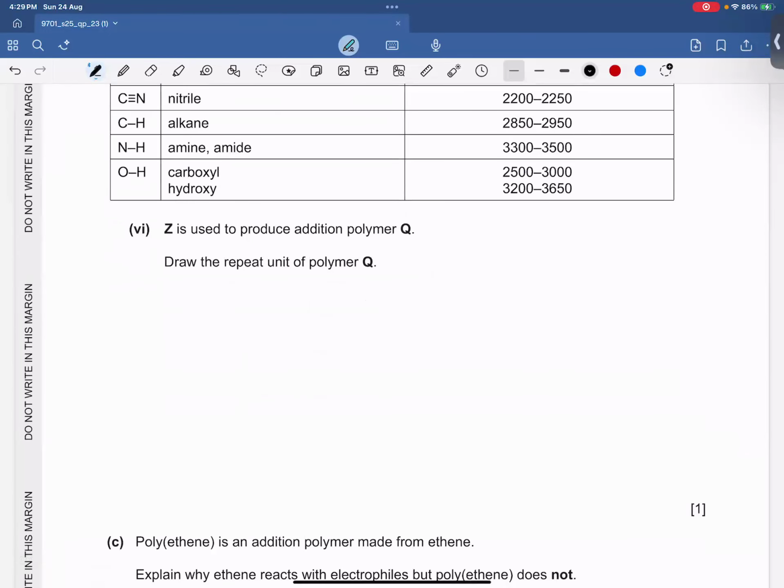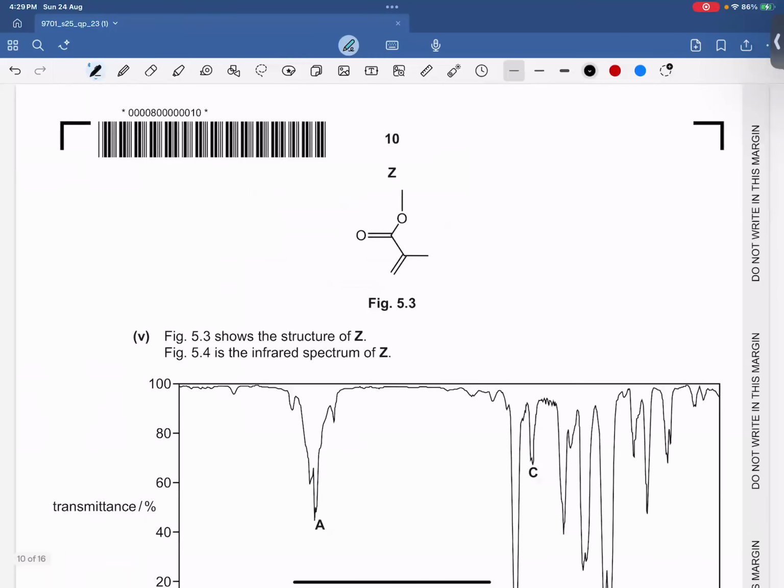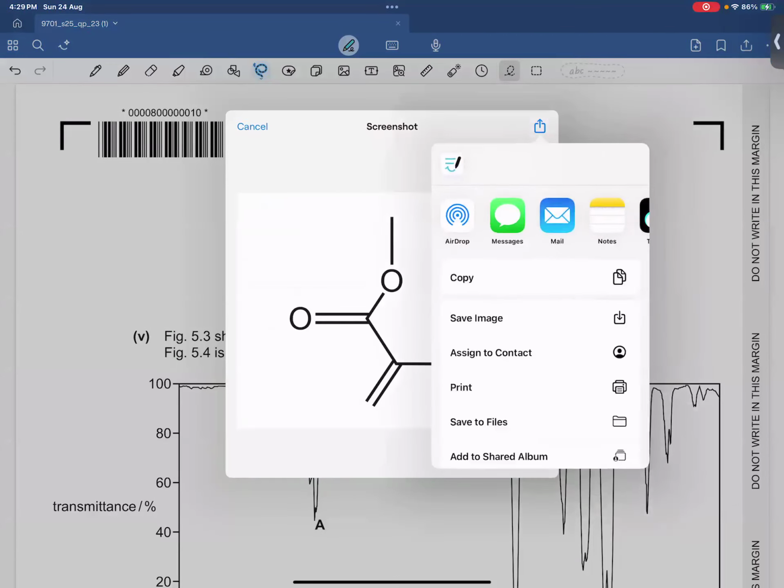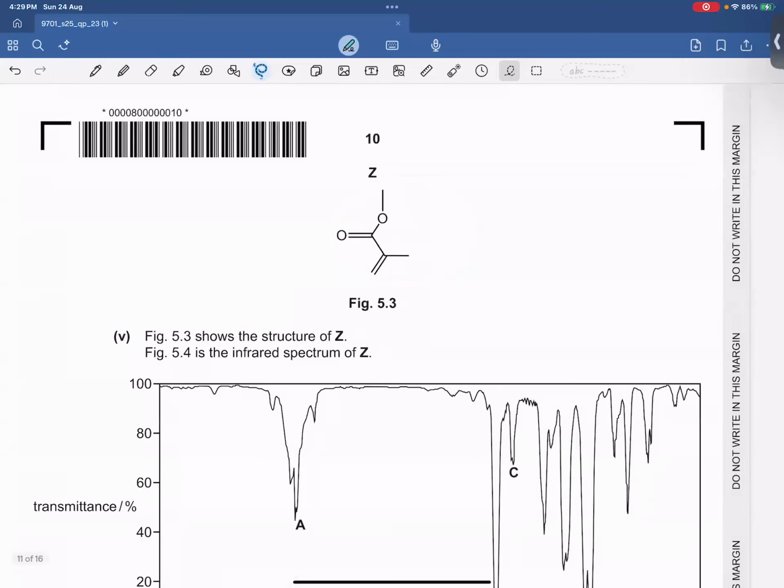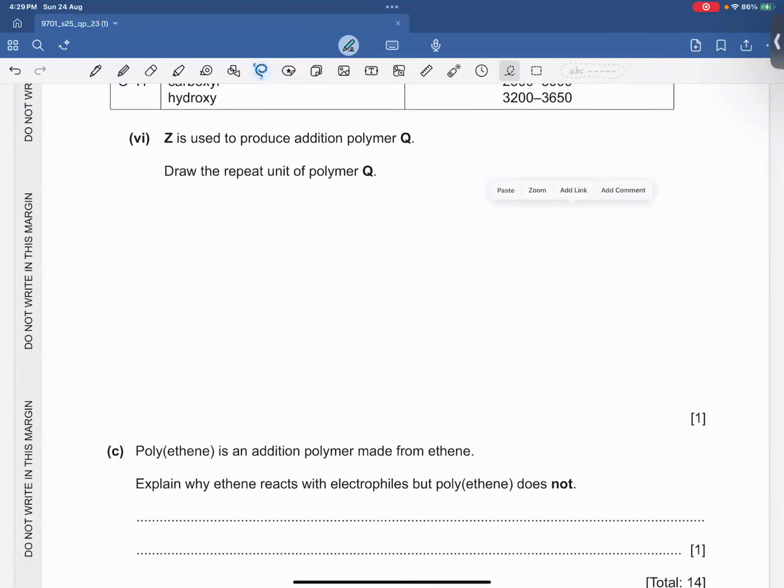Z is used to produce addition polymer Q. Draw the repeating unit of Q. So Z is basically this structure, right? Let me draw that structure so that I can fix it for polymerization. So that is Z. And let me write it down. In addition polymerization, this double-bonded CH2 will turn to single bonded.